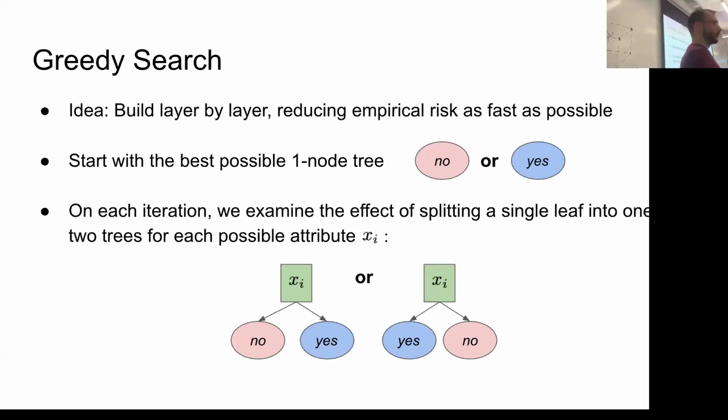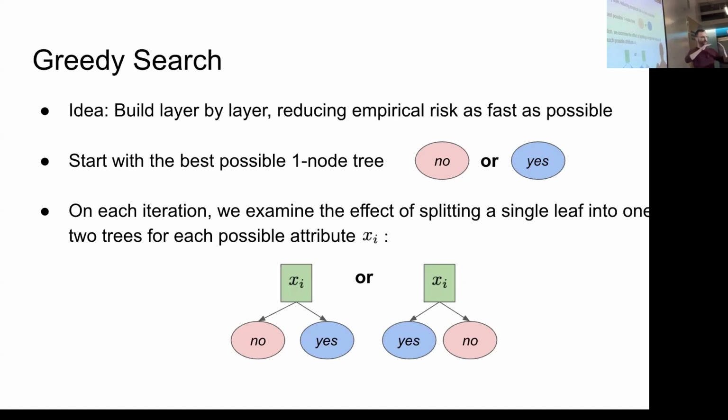So instead of the brute force search, instead of writing down all the possible trees, what people usually do is what's called a greedy search. We do not try to find the best possible tree in one go. We build the decision tree layer by layer. And at each step, we try to reduce the empirical risk, the loss on the data set, as much as possible. So basically, you go through all the features you have.